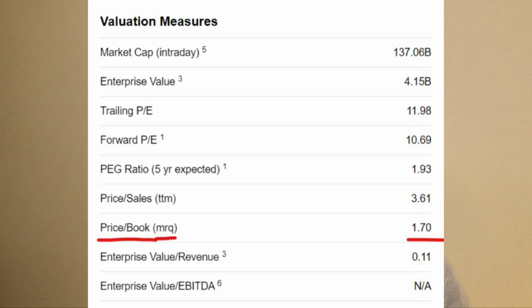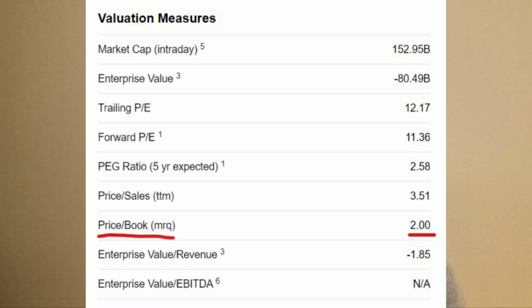deal right now. And if we compare this value to many other banks in the industry, we can find that TD Bank is trading at a price to book ratio of 1.7, and then Royal Bank of Canada is trading at a PB ratio of 2.0. So obviously Bank of Nova Scotia is the cheapest of the bunch.